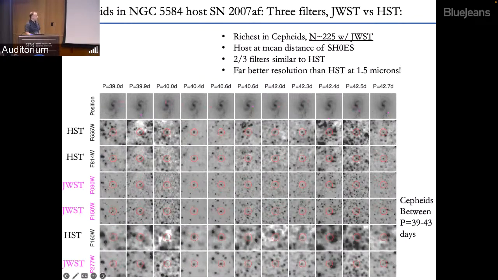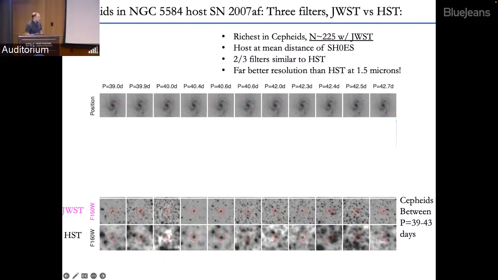Here are postage stamps of Cepheids. This is just a span of the ones with periods of 39 to 43 days, showing where they're located, in their optical measurements from Hubble, and in near infrared and far infrared from HST and JWST. The thing to really focus on is this comparison. So this is HST and JWST at the same wavelength, what is essentially H-band or 1.5 microns. And the improvement in resolution is dramatic and makes it much, much easier to precisely measure these Cepheids.